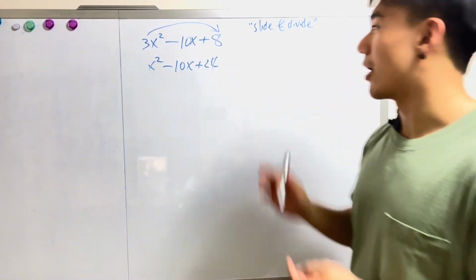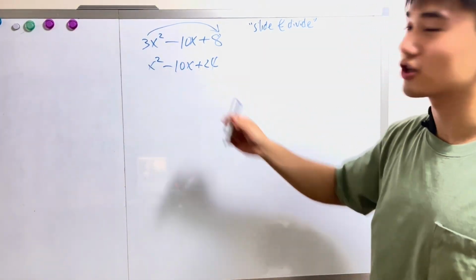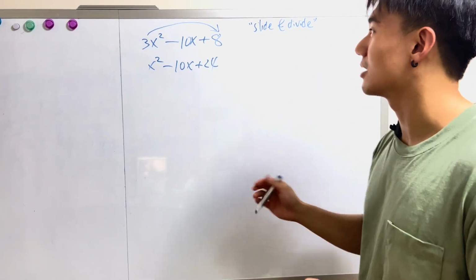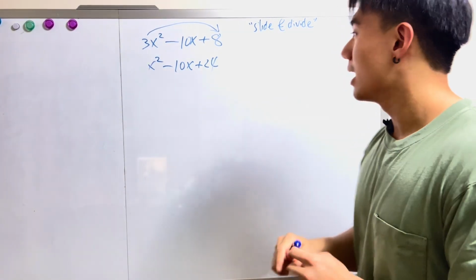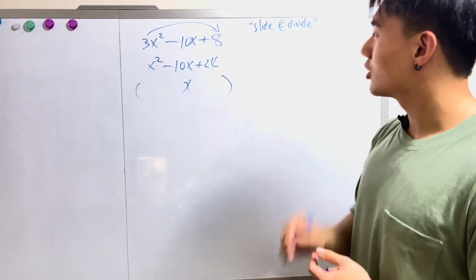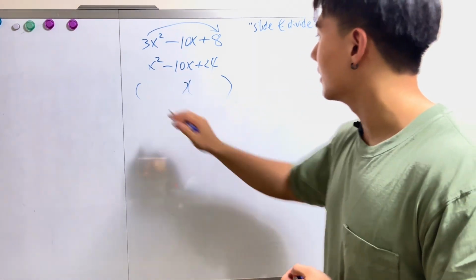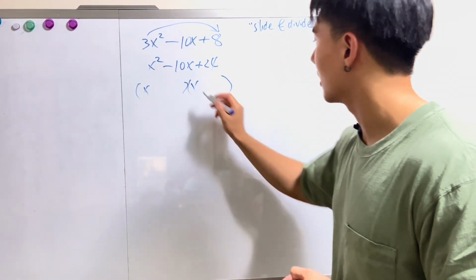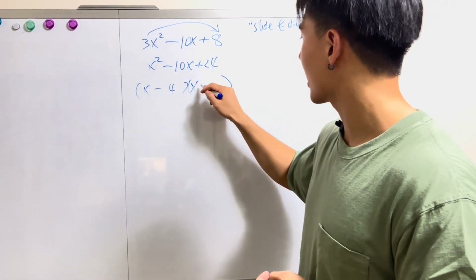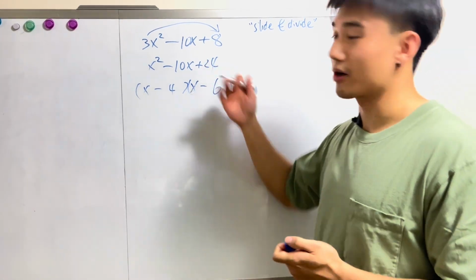Now everyone knows how to factor this. This is a simple case where the leading coefficient is 1. The slide and divide method is used to factor when the leading coefficient is not 1. We try to find two numbers that multiply to 24 and add up to -10. Let me put the x in there. In this case, we'll have -4 and -6. This we know how to do.